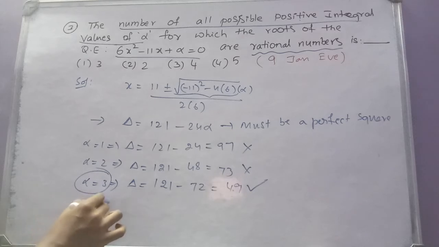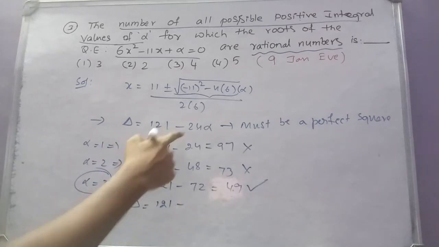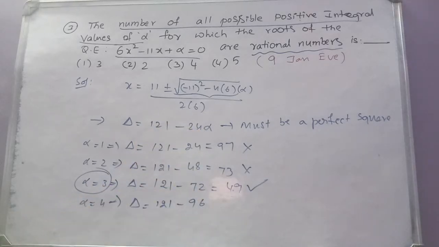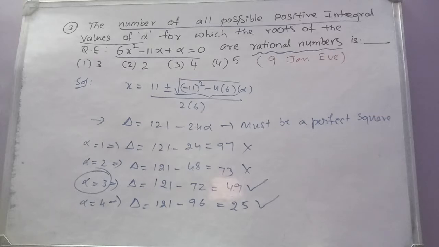Next go for alpha is equal to 4. So delta is equal to 121 minus 24 4s are 96. So subtract, you will get 25. Again 25 is a perfect square. It can be taken. So alpha is equal to 4 can be taken.